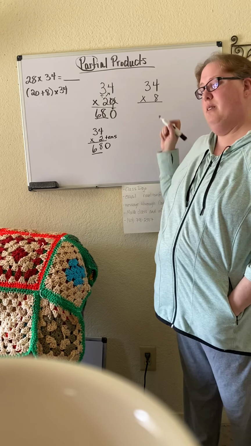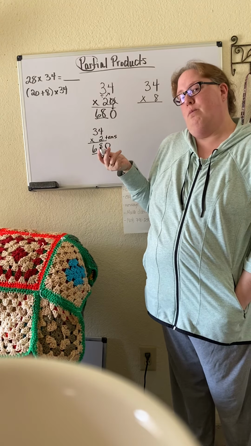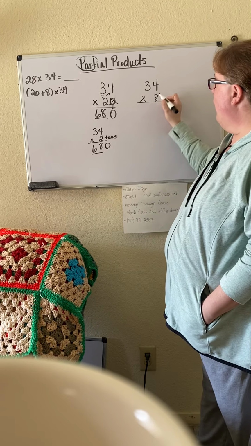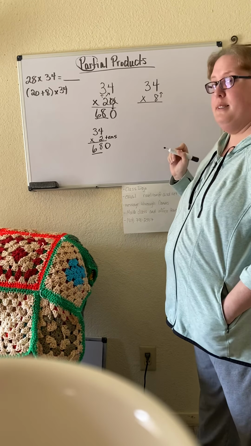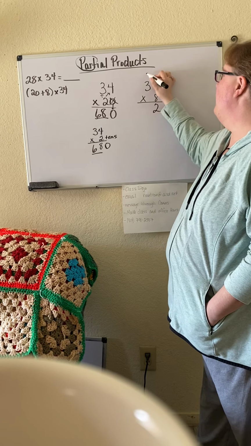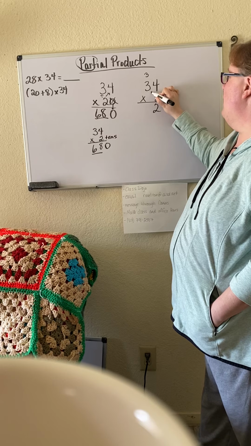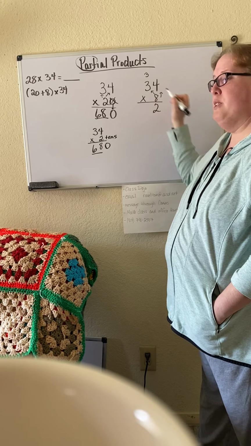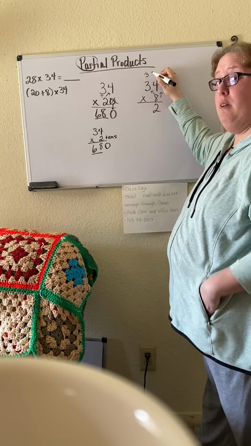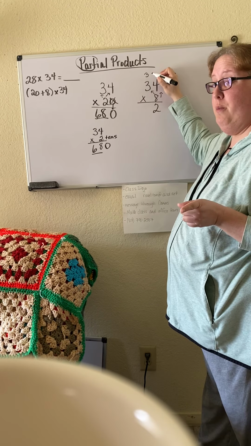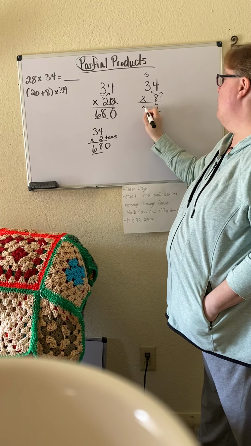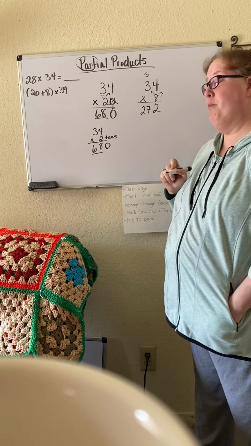Over here, this one's a little simpler because I don't have to worry about the 0, okay? It's just a 2-digit times a 1-digit number. So I first go 8 times 4, which is 32. I then go here, 8 times 3 is 24, plus my 3. Don't forget to regroup, okay? So 24 plus 3 is 27, okay?